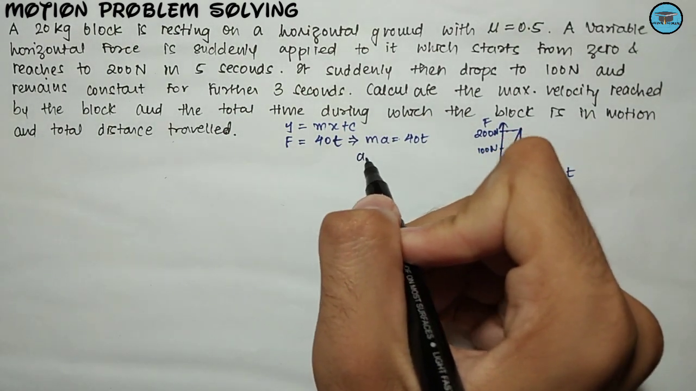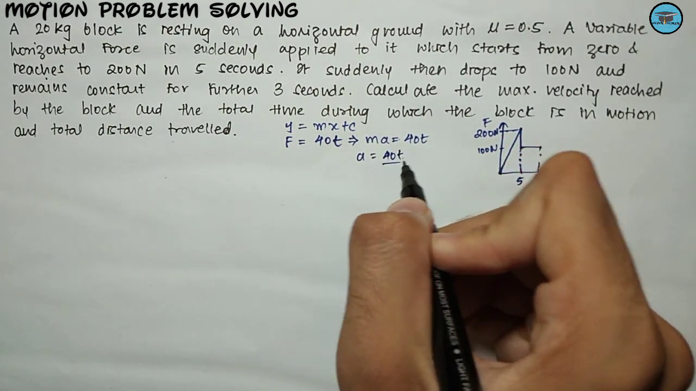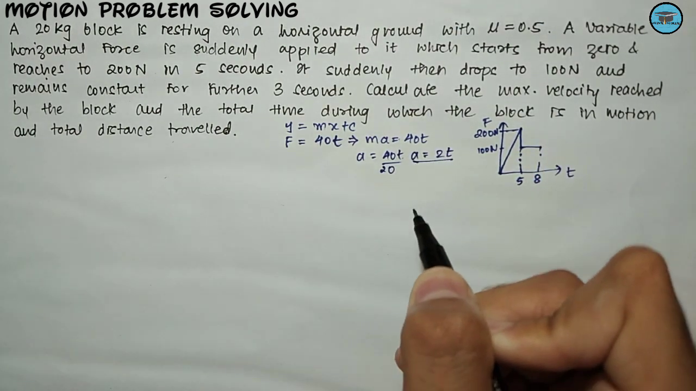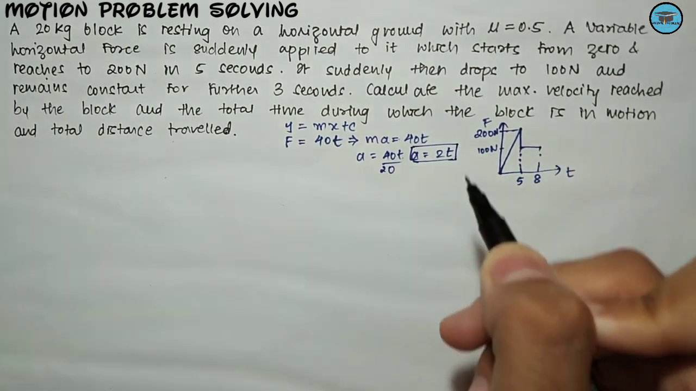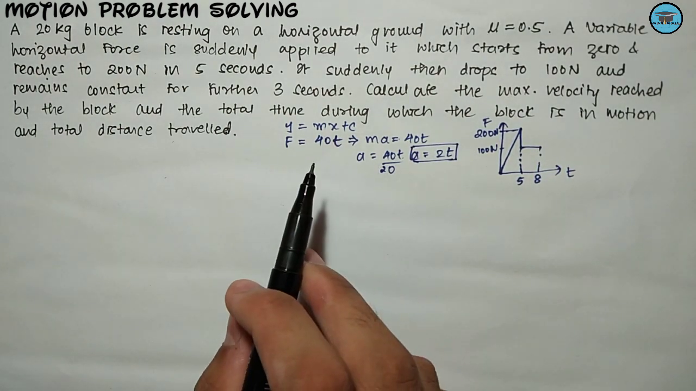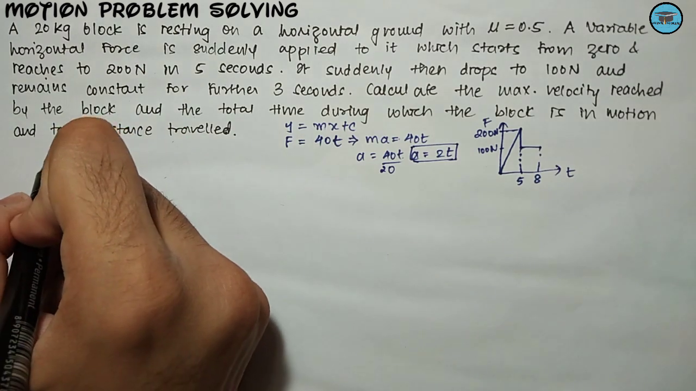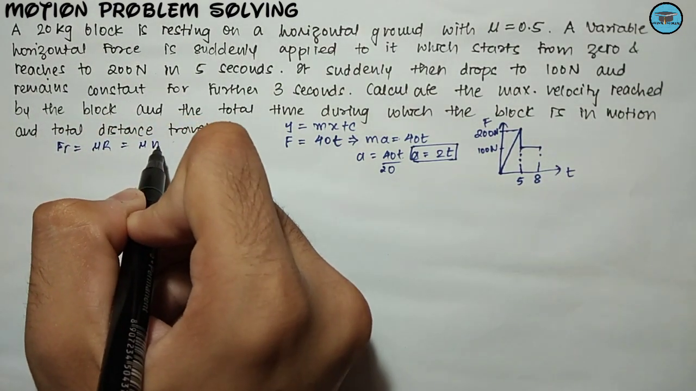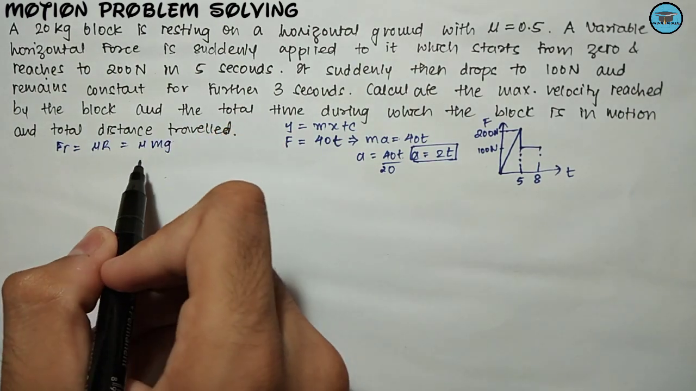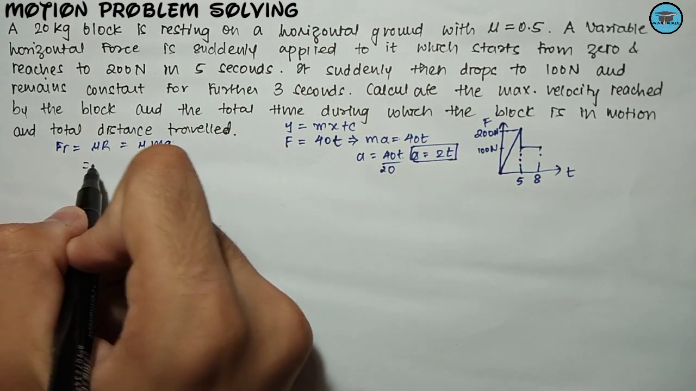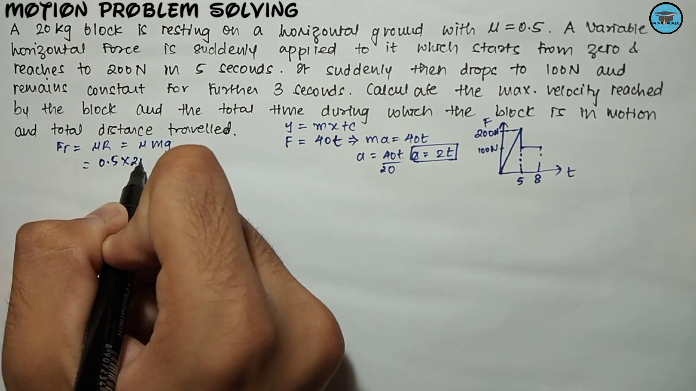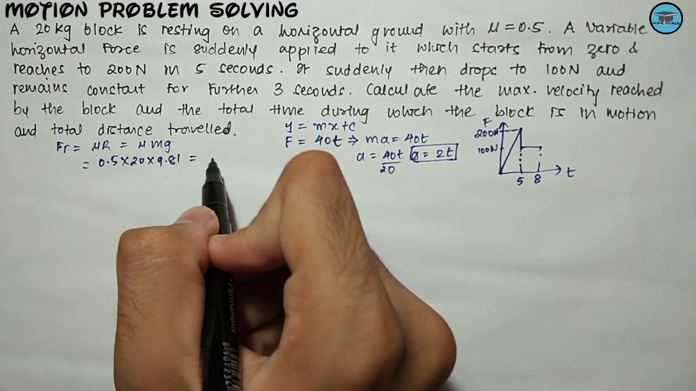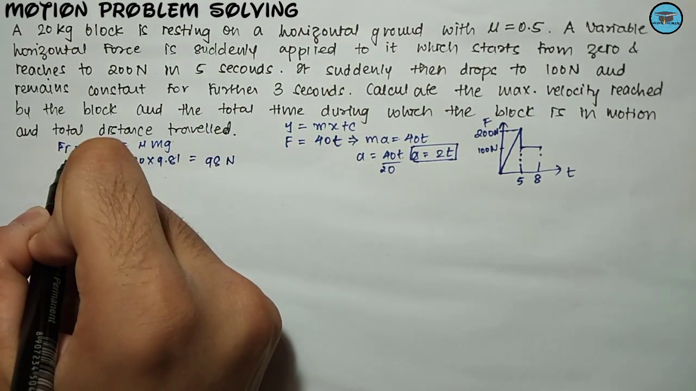So acceleration comes out to be 40t divided by the mass, that is 20. So acceleration is nothing but 2t. Okay, now when no force is acting and only frictional force is acting on the block, the friction can be given as Fr equals mu into R, where R is nothing but mass into gravity. Mu is given as 0.5, so placing the values we get 0.5 into 20 into 9.81. So we get nearly 98 Newton as the frictional force.